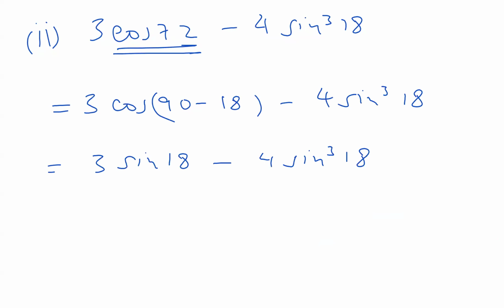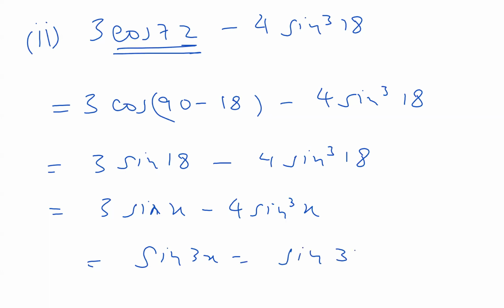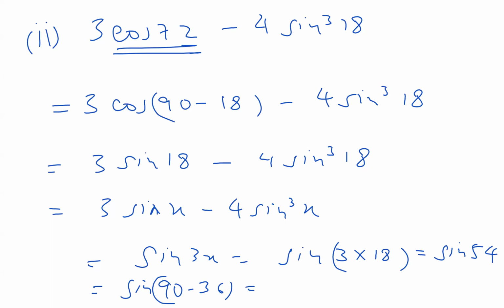Or rather, this is something like 3 sin x minus 4 sin cube x, which is equal to sin 3x. So sin 3 into 18 is sin 54. 54 is 90 minus 36. So this is equal to cos 36, and cos 36 value you know.